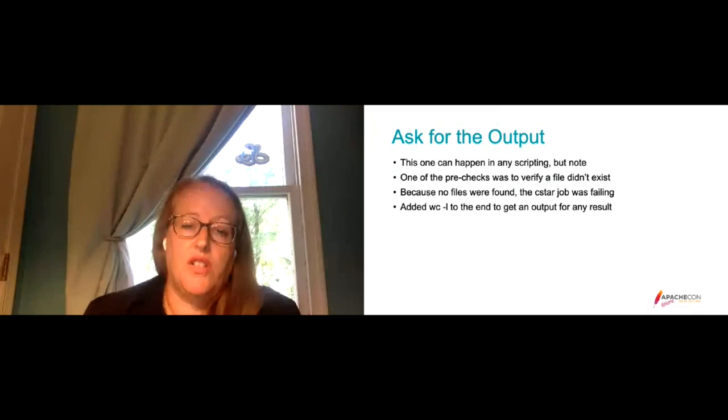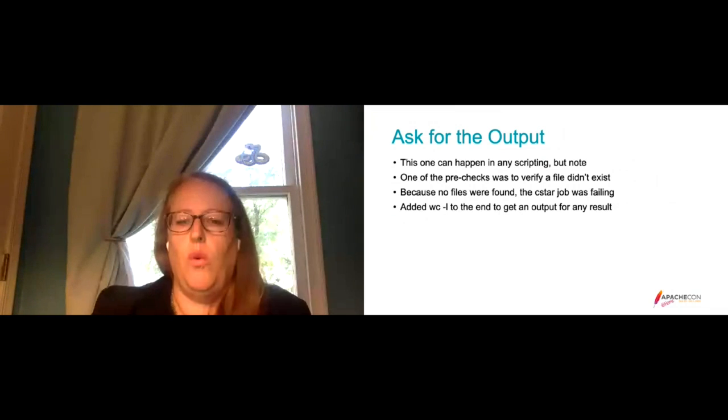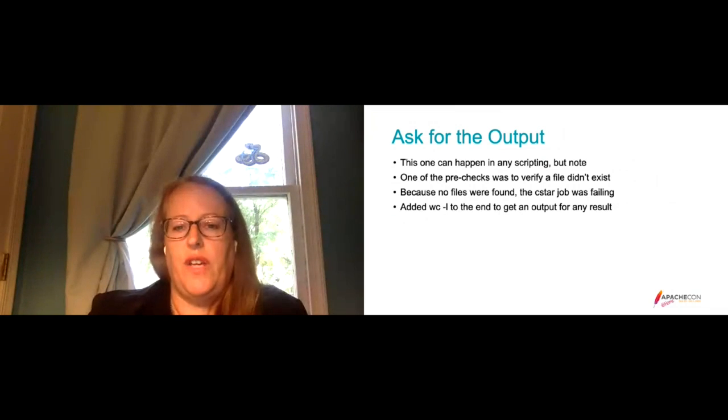This was a bit of a logic fail on my part, but one of the things I asked cstar to do was to go to all the nodes and make sure that a certain file didn't exist. Of course, if it didn't exist, then cstar considered that the job had failed. The quick fix for that is to just add a line count at the end of the request, so you at least get a zero back. One thing about cstar is it stops if it fails, so you're kind of waiting, wondering why the job's not completing. This may help you.